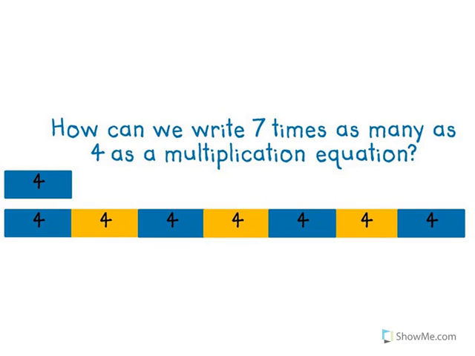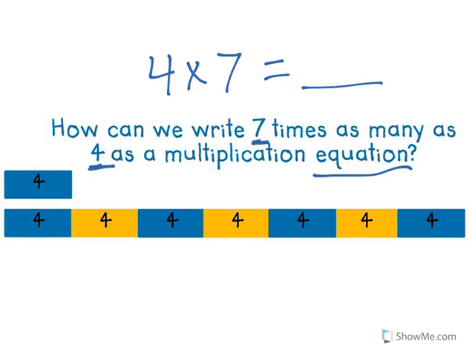Here they're asking me, how can we write 7 times as many as 4 as a multiplication equation? So, I know that one of my factors is 7, my other factor is 4. It's asking me to write an equation. Remember that an equation has to have an equal sign. So that would be 4 times 7 equals something.